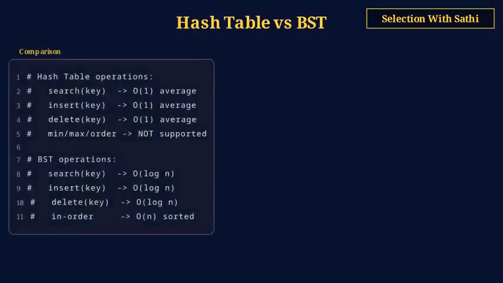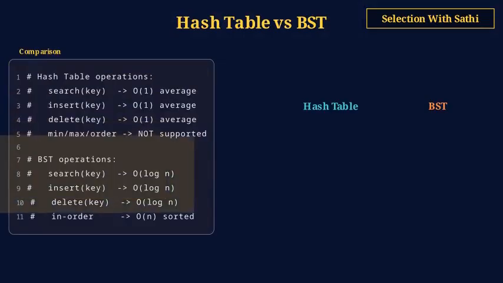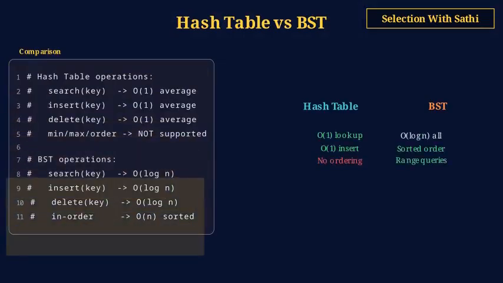When should you choose a hash table versus a BST? Lines 1 through 5 show hash table operations, search, insert, delete all O(1) average, but no ordered traversal. Lines 7 through 11 show BST, all operations O(log n), but you get in-order traversal for free.